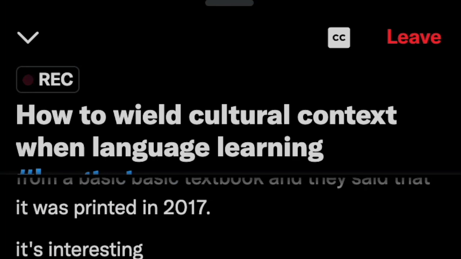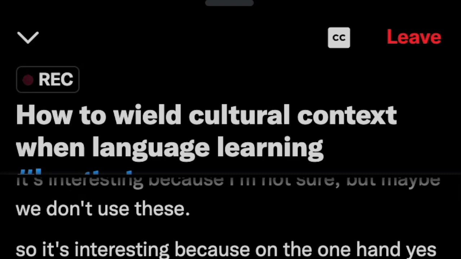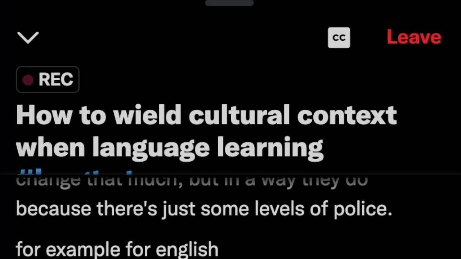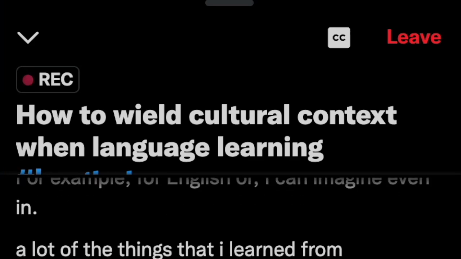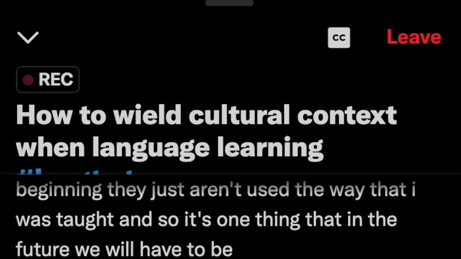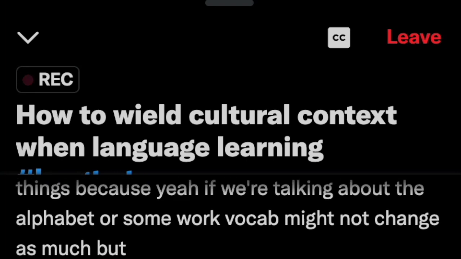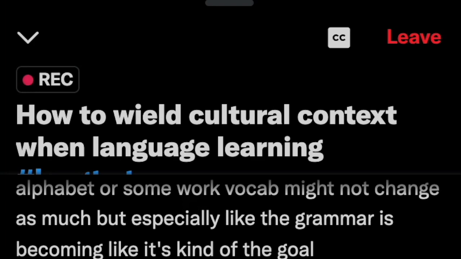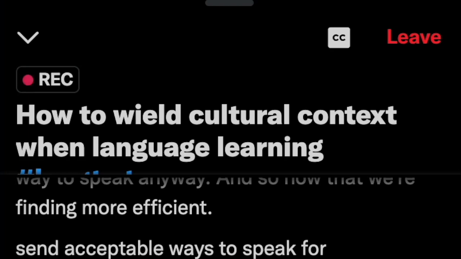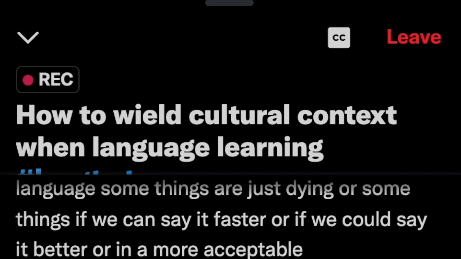And it's interesting because I'm not sure, but maybe we don't use these expressions. On the one hand, yes, older things and basics might not change that much, but in a way they do, because there are some levels of politeness, for example in English, and I can imagine even in Korean, a lot of the things that I learned from the very beginning just aren't used the way that I was taught. So it's one thing we will have to be careful about in the future, because if we're talking about the alphabet or some vocab, it might not change as much, but especially the grammar, it's kind of the goal for most languages to find the most efficient way to speak anyway. And now that we're finding more efficient and acceptable ways to speak, some things are just dying. If we can say it faster or in a more acceptable way, we don't use the old way as much.